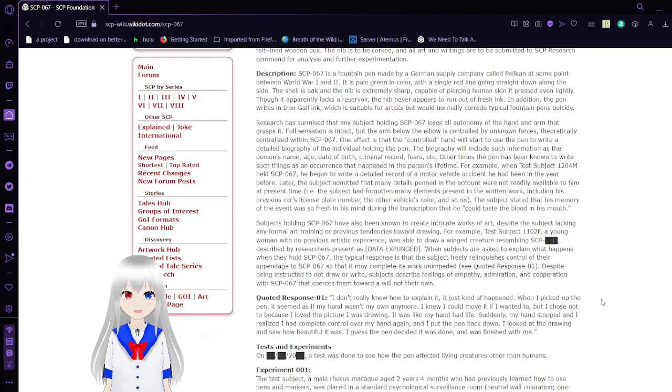Description: SCP-67 is a fountain pen made by a German supply company called Pelikan at some point between World War I and II. It is pale green in color, with a single red line going straight down along the side. The shell is oak, and the nib is extremely sharp, capable of piercing human skin if pressed even lightly. Though it apparently lacks a reservoir, the nib never appears to run out of fresh ink. In addition, the pen writes in iron gall ink, which is suitable for artists but would normally corrode typical fountain pen nibs quickly.